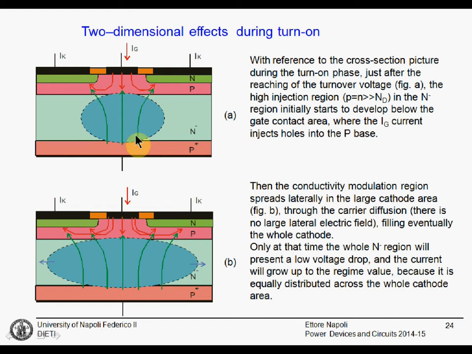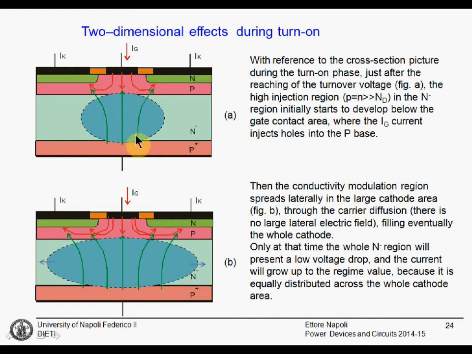Here we have a mistake. This is not the anode. This is the cathode, and this is the gate. The cathode contact is very large. The gate contact is smaller. You expect smaller current to be carried from this side. On the bottom, we have the anode terminal.